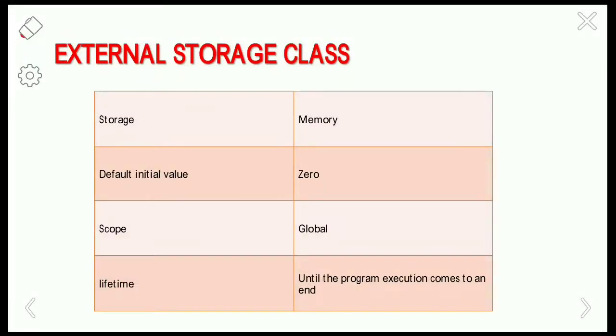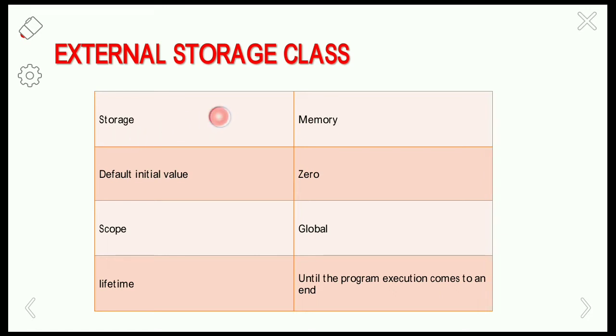In this video, we are going to learn about the external storage class in the C language. The external storage class is different from the remaining storage classes like auto, register and static storage classes. Why? Because the scope is global for this particular storage class. Normally the scope of a variable is local where it is defined, but here the scope of the variable is global. That is the basic difference between the remaining storage classes and the external storage class.